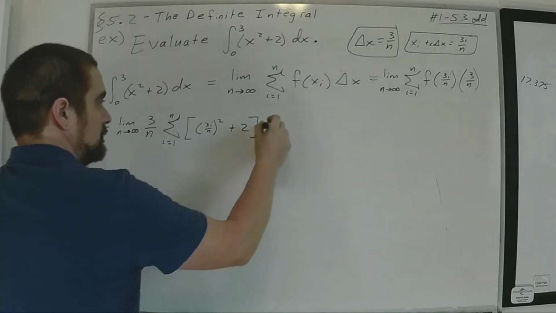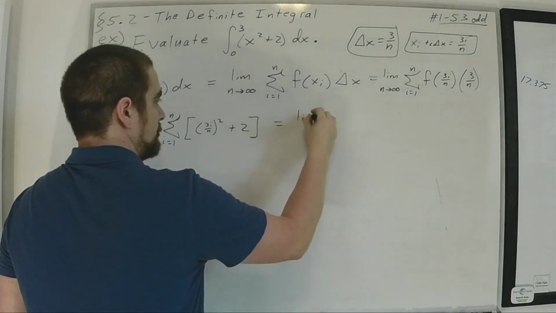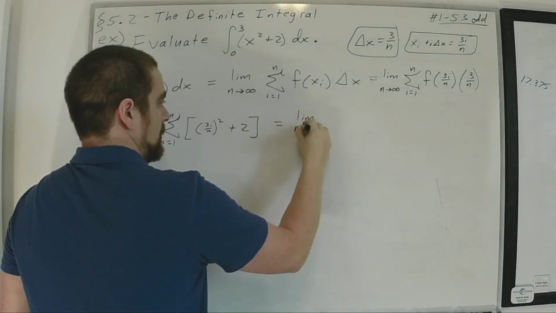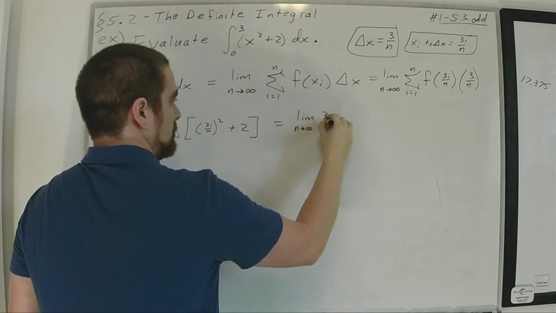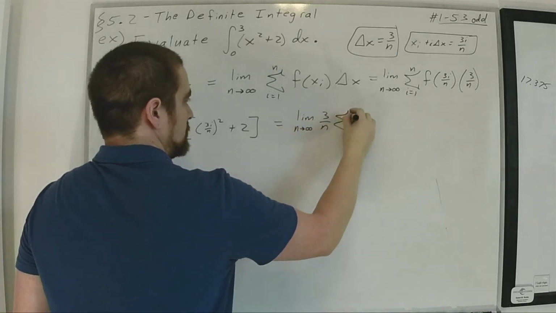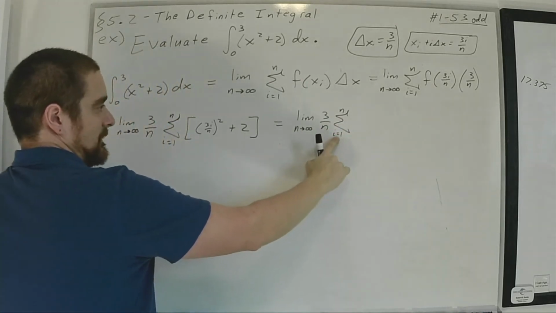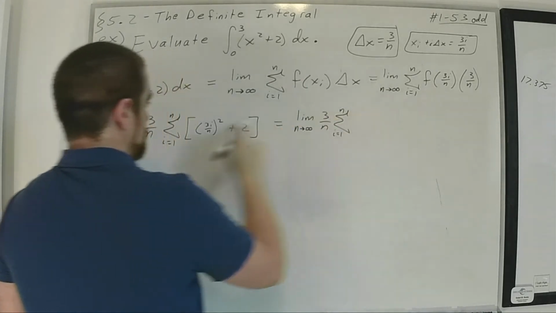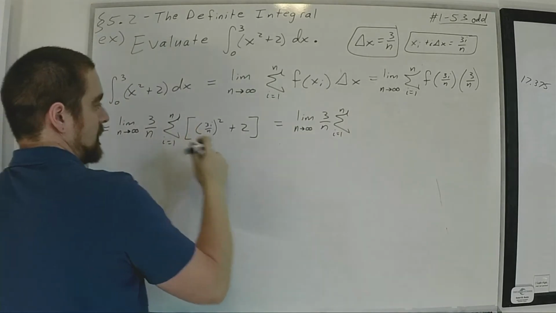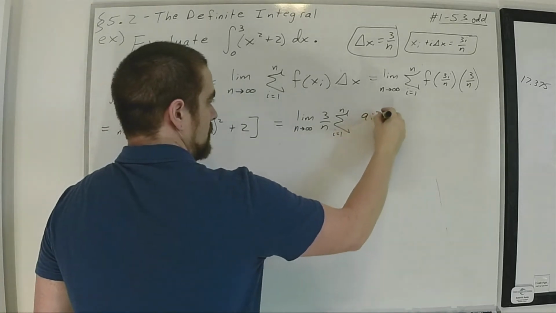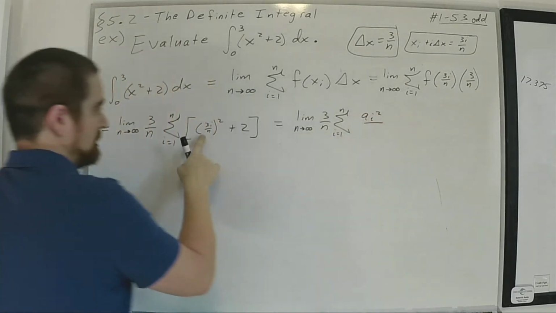So what I can do is square that out. I can look at the limit as n goes to infinity of, again, 3 over n is outside the sum, but it can't be outside the limit. And then the sum goes from 1 to n of, this will be 3i squared up top is 9i squared up top over n squared on bottom.